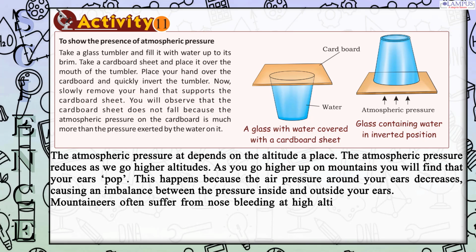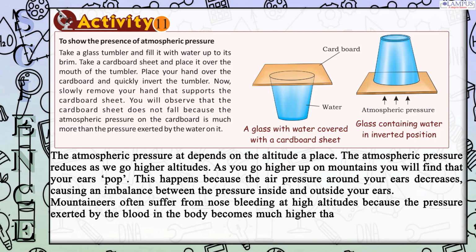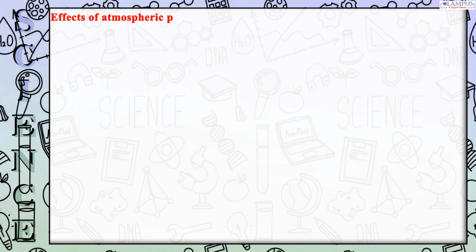Mountaineers often suffer from nose bleeding at high altitudes because the pressure exerted by the blood in the body becomes much higher than the atmospheric pressure outside. Effects of atmospheric pressure. Let's discuss some effects of atmospheric pressure.